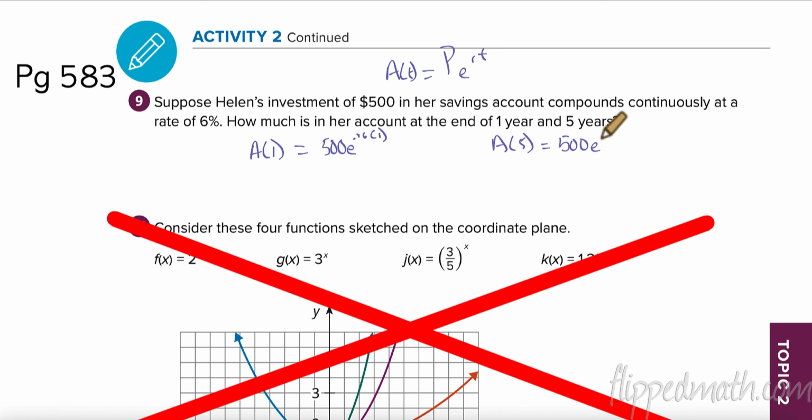Equals P times our rate, 0.06 times 5. We put those in our calculator, pause and see what you get. All right, so I got $530.92 and $674.93. Lesson learned, again, the more money you start with, the more opportunities to compound it, and the more you can leave it in there and not touch it, the more money you make. That's a good deal.